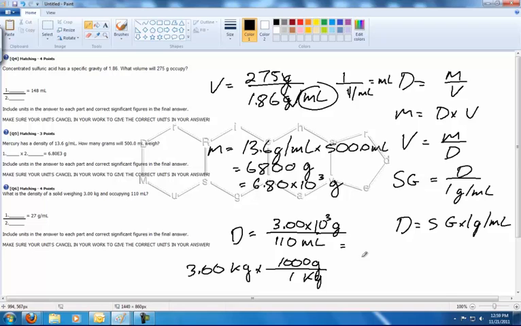And that's going to give me a final answer of 27 grams per mil. The number of significant figures, we've got 3 in 3.00, but we've only got 2 in 110 mils. Note this 0 here is not significant because there's no decimal point after the 0. So we're looking at 110 as being the number here, 110 milliliters. So we end up with 2 significant figures at the end.